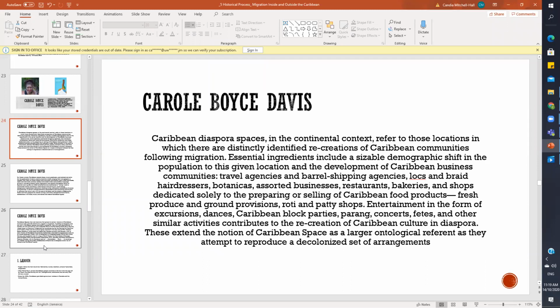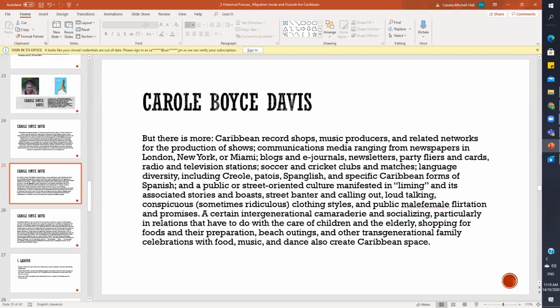the entertainment, so they're going to have excursions to the Caribbean. They're going to have dances. Everywhere you go, you're going to see a Caribbean black party, parang, which is a type of dance from Trinidad. Concerts, fetes, all of these different things. So Caribbean people are basically recreating Caribbean communities in these territories. All right. Next person.